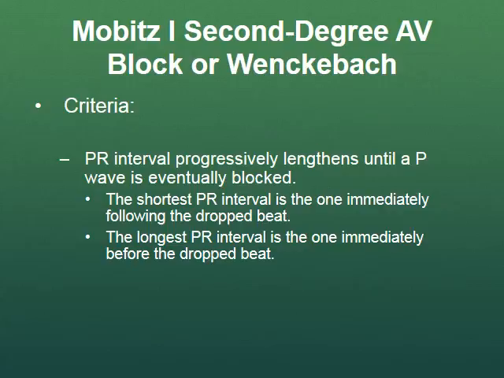So for a second degree type 1 heart block, the criteria are a PR interval that is progressively lengthening until a P wave is eventually blocked. So the shortest PR interval is going to be the one that immediately follows the dropped beat. The longest PR interval is going to be the one immediately before the dropped beat.